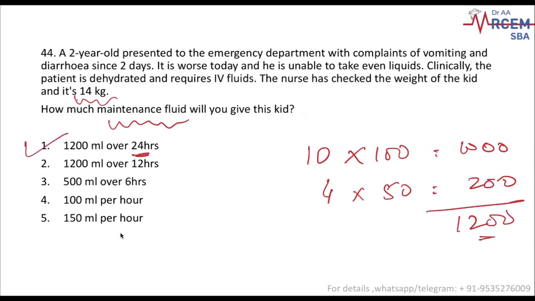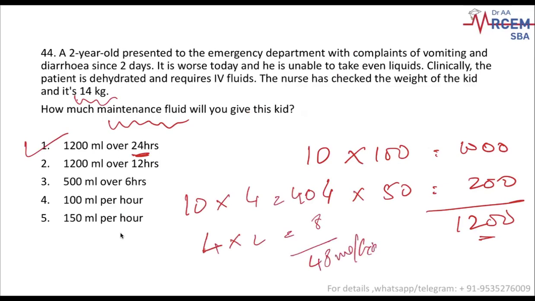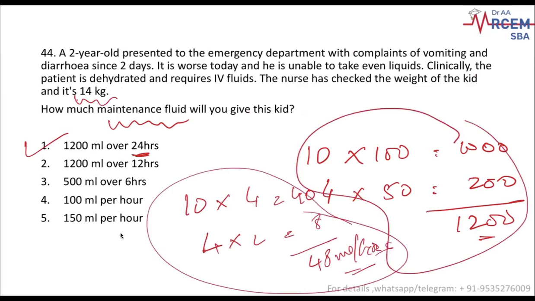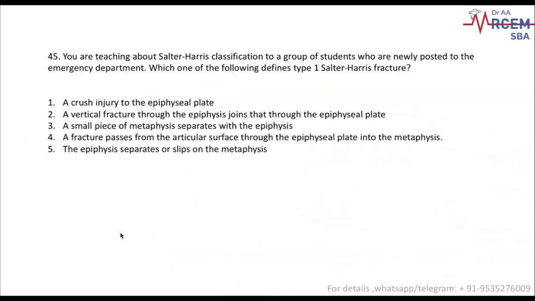What we have calculated is over 24 hours. This again, we can calculate over 1 hour also: for the first 10 kgs, 40, and for the next 4 kgs into 2, it will be 8. This will be 48 ml per hour, so you can calculate it that way also. There are two ways. This is the right calculation for this one, where it comes as 1.2 liters over 24 hours. This is the other way to calculate per hour.